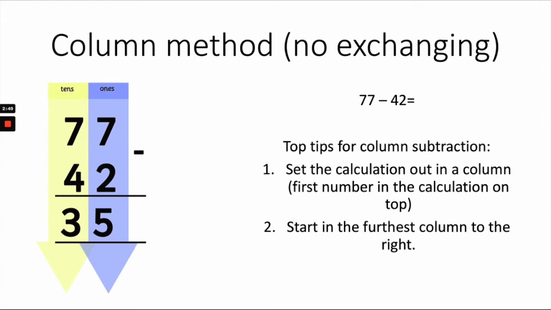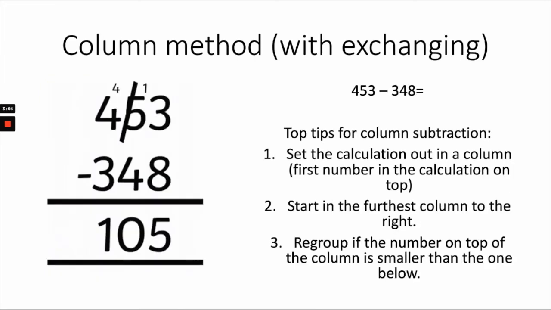So here, all the children need to do is start in the ones column, or the column furthest to the right. 7 subtract 2 is 5, and 7 subtract 4 is 3. And as there's no exchanging, the children don't need to look to the next columns as they do this.